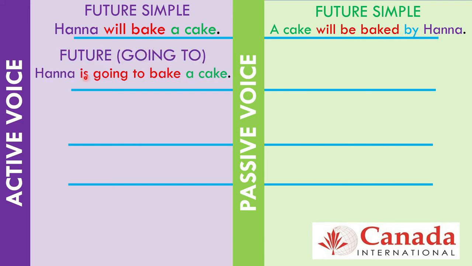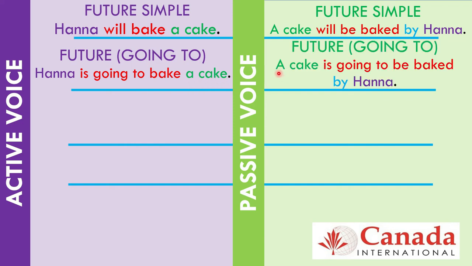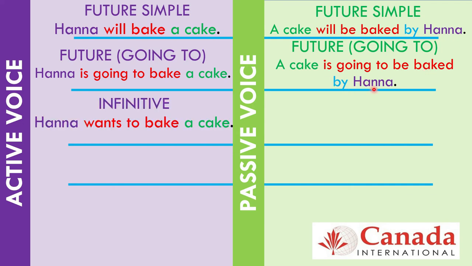Future with going to. Hannah is going to bake a cake. Active voice, that will be in the passive. A cake is going to be baked by Hannah. Okay, is going to be is the verb to be, and baked would be the past participle of the main verb, by the person, by Hannah in this case.